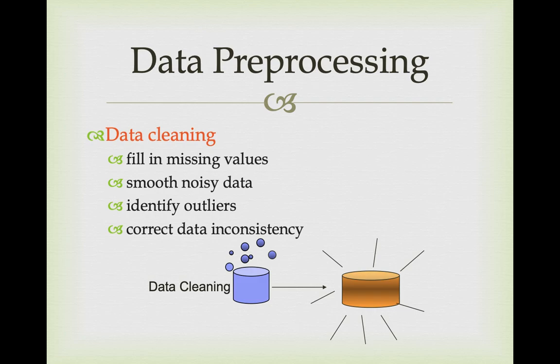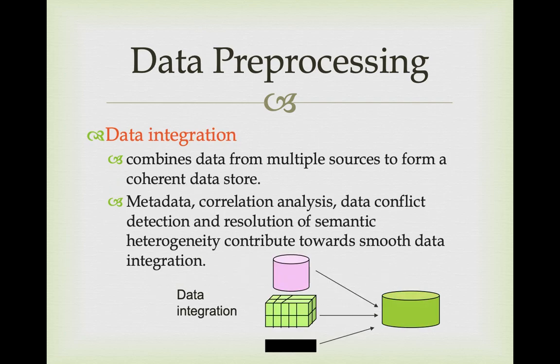Okay, data cleaning. As you can see, we can fill in missing values, we can smooth noisy data, we can identify outliers, and also correct data inconsistency. In data integration, we can combine data from multiple sources to form a coherent data store. Metadata, correlation analysis, data conflict detection, and resolution of semantic heterogeneity contribute towards smooth data integration.